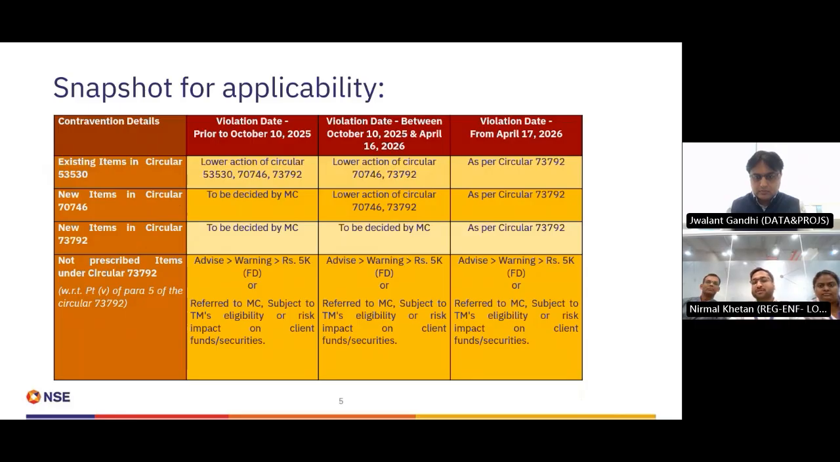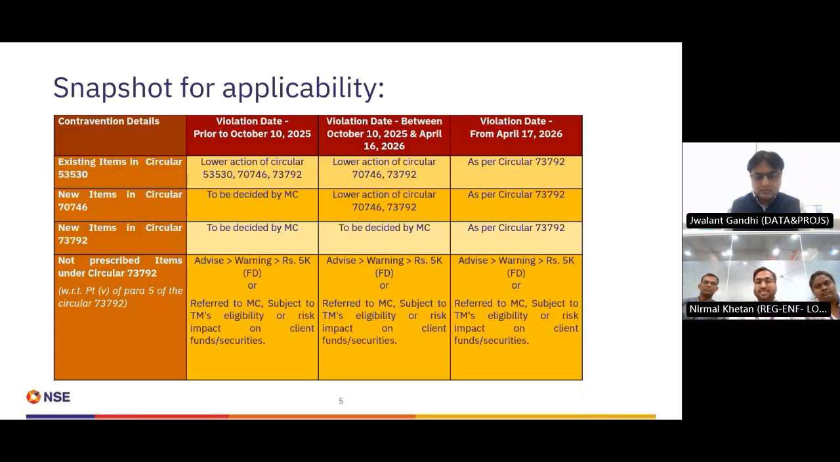Any new item that I have introduced in the 70746, but my violation date is prior to 10th of October, in that scenario I have not prescribed any provision on what would be the actionable. So those cases still will continue to be placed before MC. Likewise, the same goes for the new items introduced under 73792.